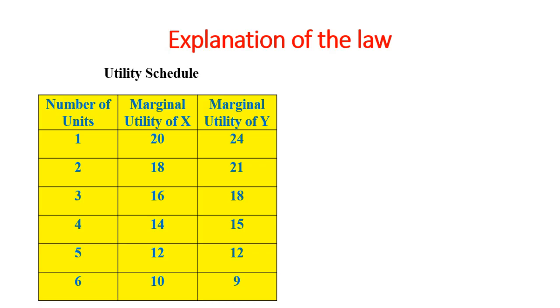If he buys one quantity of X commodity, he will earn 20 units of utility from the first quantity of X commodity. Like this, he will buy X commodity and Y commodity one by one. The marginal utility derived from each extra unit of X commodity and Y commodity will decline as shown in the table.